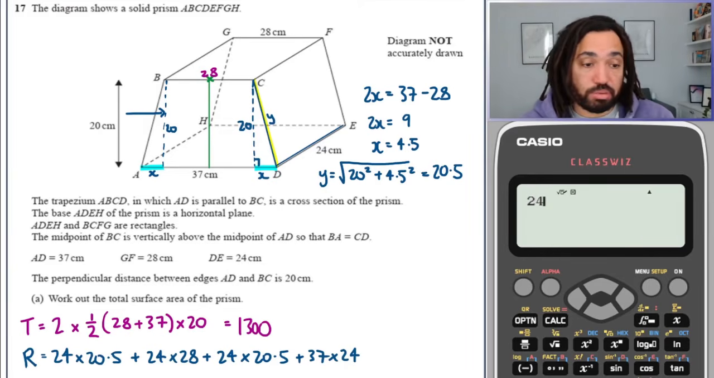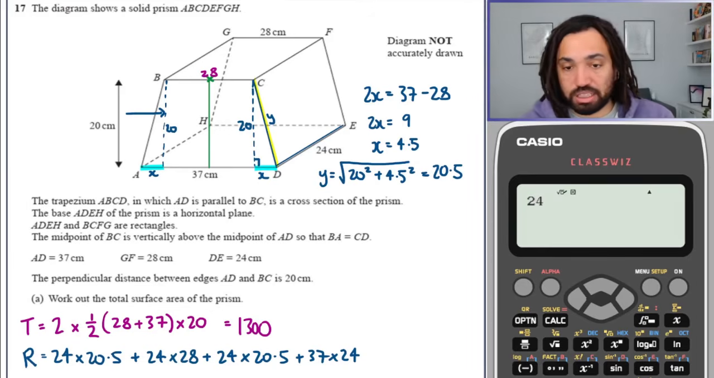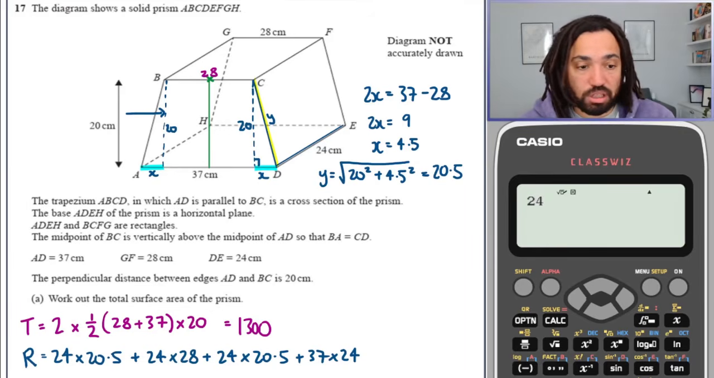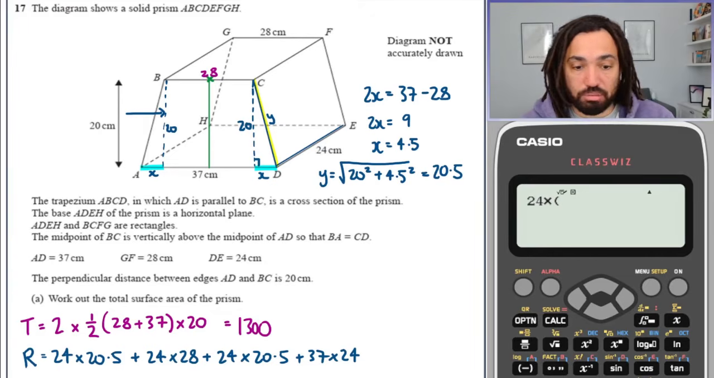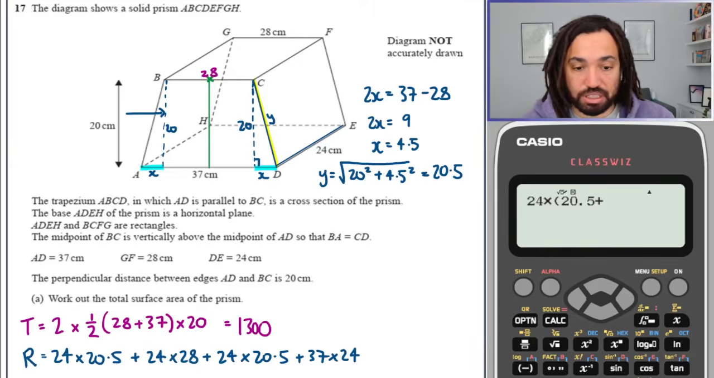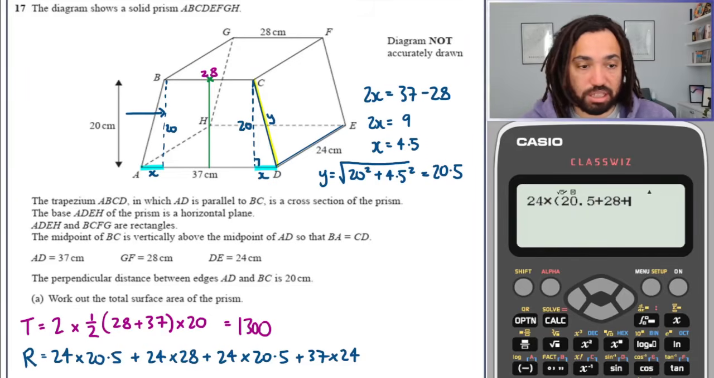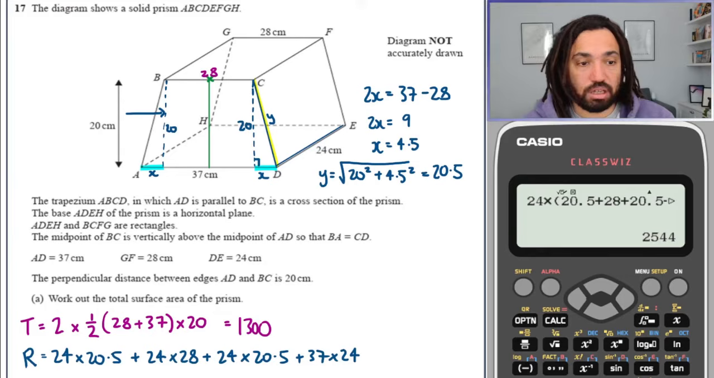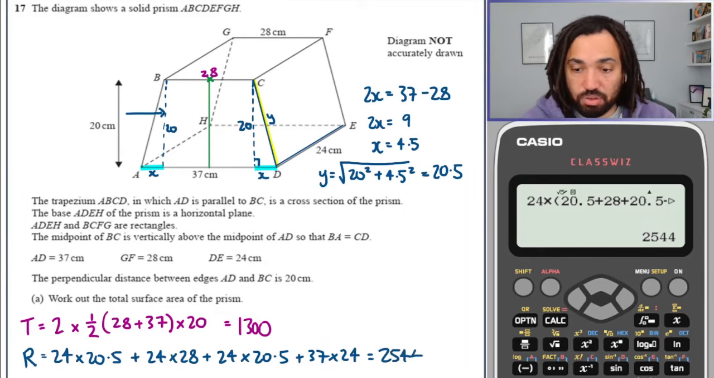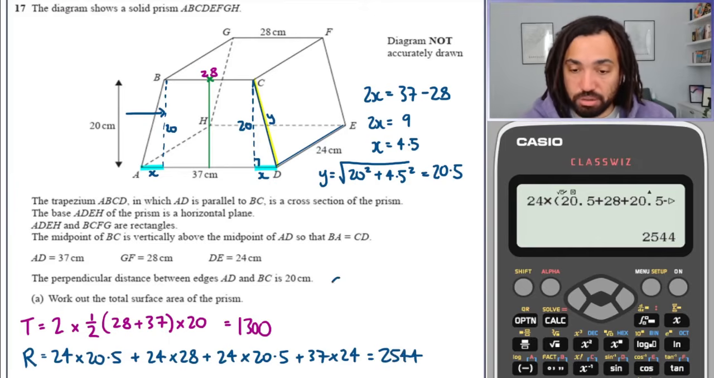What you'll notice is when you work out each of these rectangles, they all actually have a width of 24. So you can do 24 times by each of them, so you kind of factorize out the 24. Just makes it slightly quicker when you're adding them up on your calculator. But it should give you the same thing, of course. Great. So it should give us 2544. Okay, so we're good now.